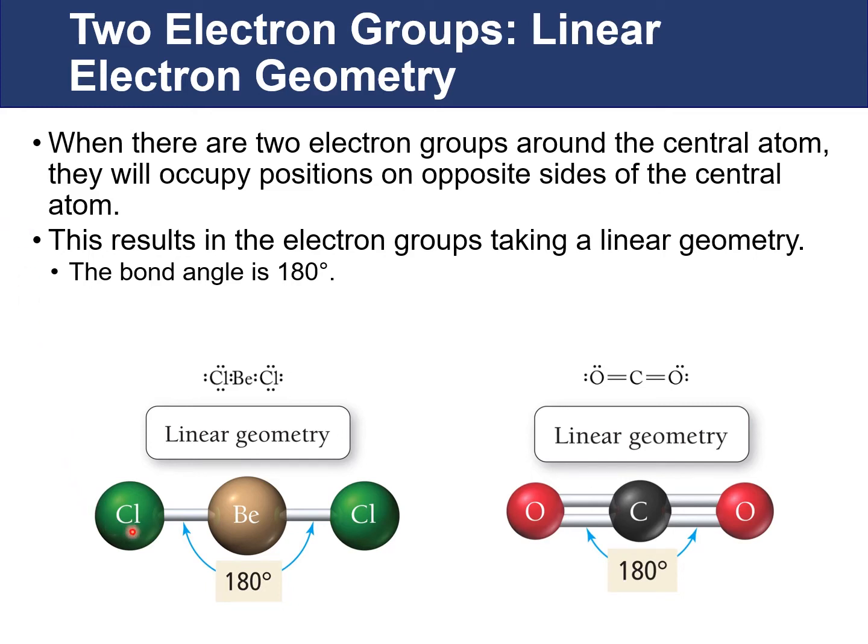Examples of this are beryllium chloride and carbon dioxide. It doesn't matter whether it is a single bond or a double bond, electron groups count the same. So for carbon dioxide, you have one electron group here, one electron group here, or if we are looking at the Lewis structure, an electron group to the right of the carbon, one electron group to the left of the carbon. And so because the central carbon atom has two electron groups, two different locations where you can find electrons around it, it takes on a linear geometry.